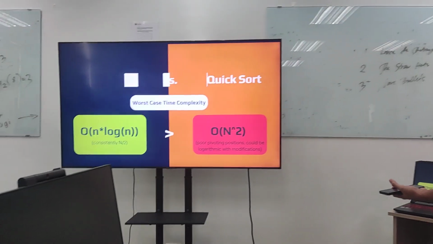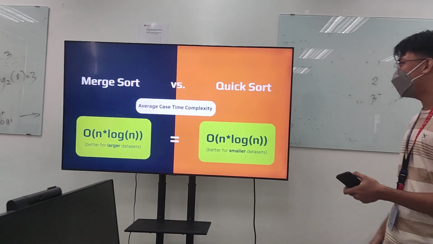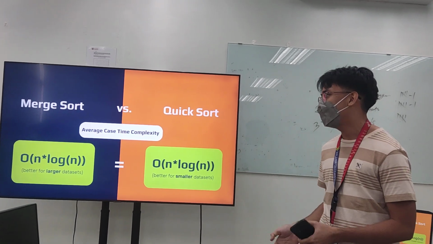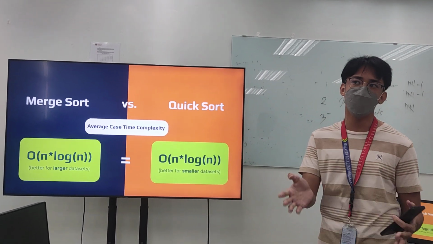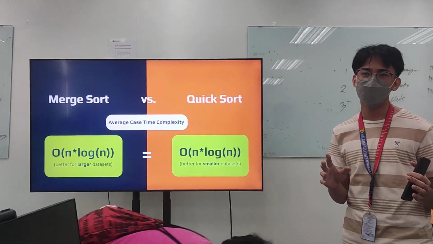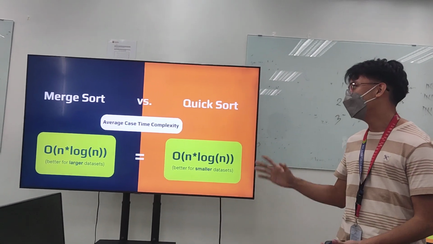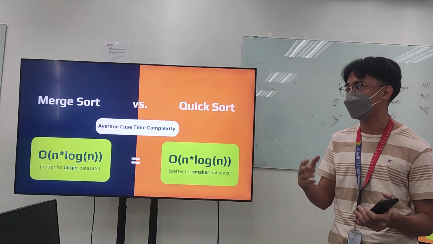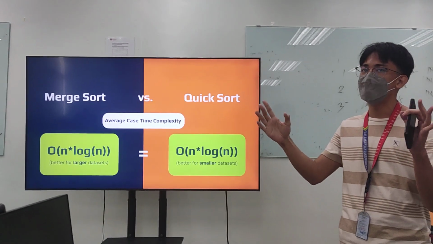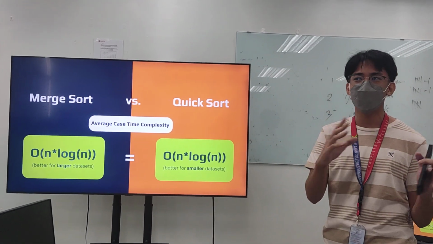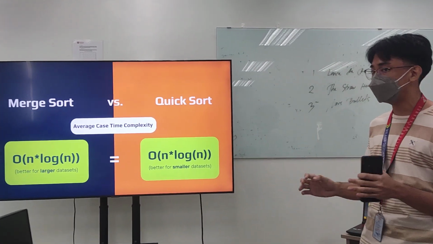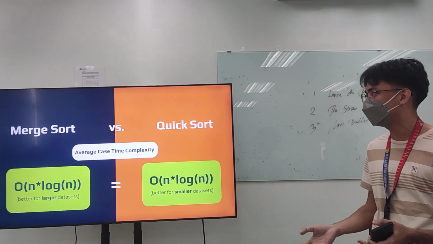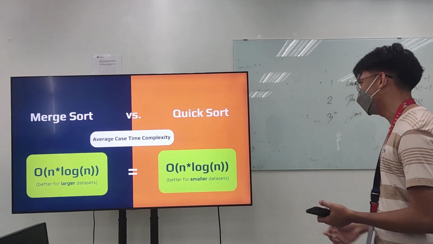The next comparison we have is average case time complexity. Merge sort and quick sort are the same in average time complexity. However, it may differ on the scenarios, especially considering the size of the data set. For merge sort, for larger data sets, as I explained a while ago, it's always constant. So in larger data sets, you'll expect the time complexity to always be the same. While quick sort is better for smaller data sets due to how pivoting works. It's always faster than binary, or like divided by 2. So that's for average case time complexity.